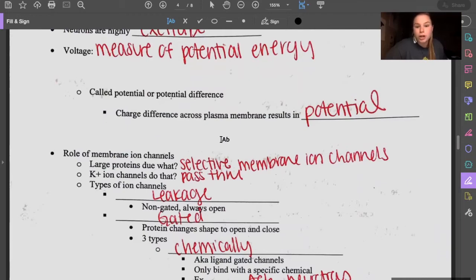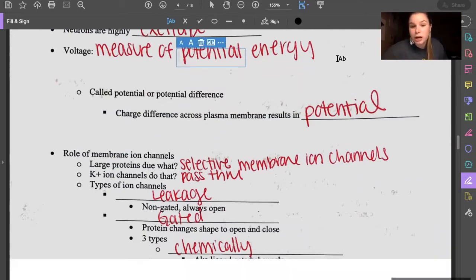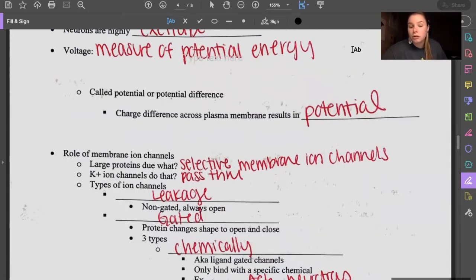The charge difference across the plasma membrane results in a potential, right? It's just potential energy. We're just talking about electrical impulses and the potential to do work or move things or fire an action potential, right?